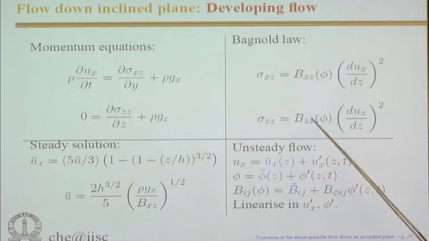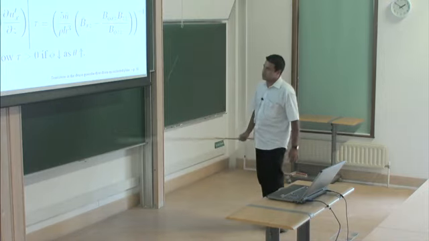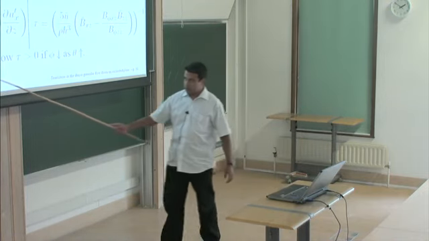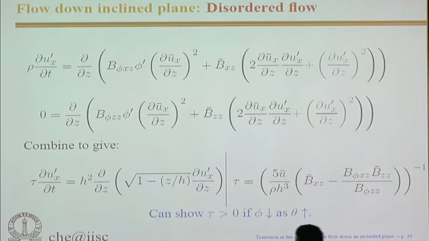Because the Bagnold coefficient depends upon the volume fraction, you have to solve that as well, to a steady and transient part. Put it all in, and you will get a single equation. We linearize. We neglect terms that are quadratic in the fluctuations, and we get a single equation for the velocity perturbation, the transient part of the velocity, which contains a time constant, which is related in some way to the Bagnold coefficients. You can show by a theorem that this time constant is always positive, provided the volume fraction decreases as the angle of inclination increases.